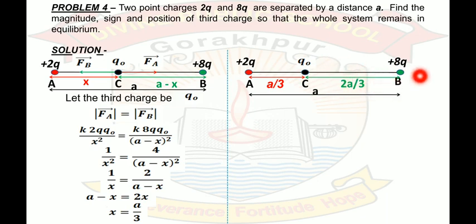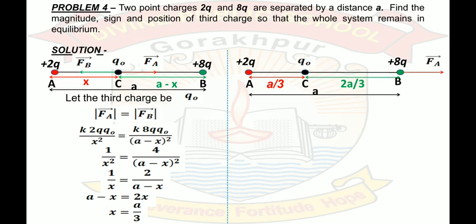Only then will both the forces be in opposite directions, and only then will there be a chance that 8q is in equilibrium. Is it clear? Plus 2q is repelling 8q, so the direction of force is in this direction. Q naught must be negative so that it can attract 8q, and the direction of force is towards itself. So from this analysis, we come to know that Q naught must be negative. Let us draw the force.